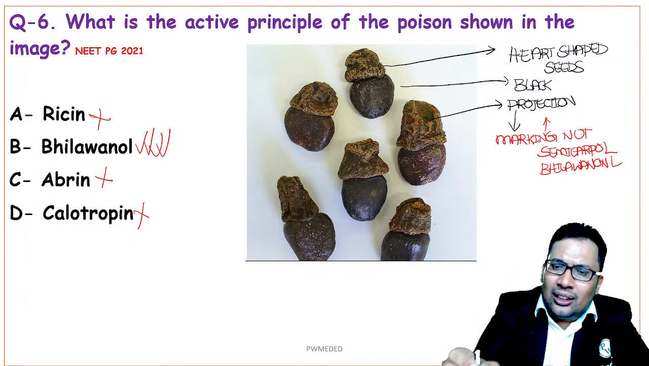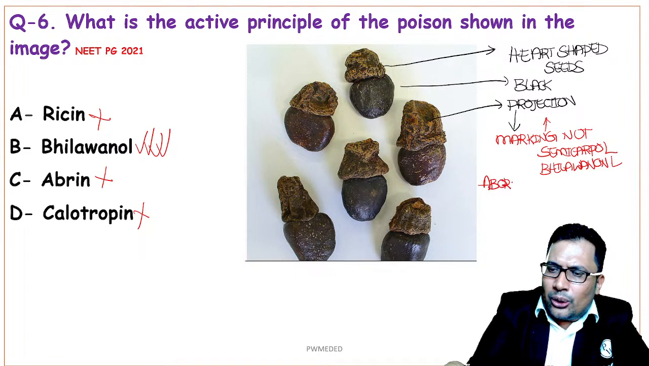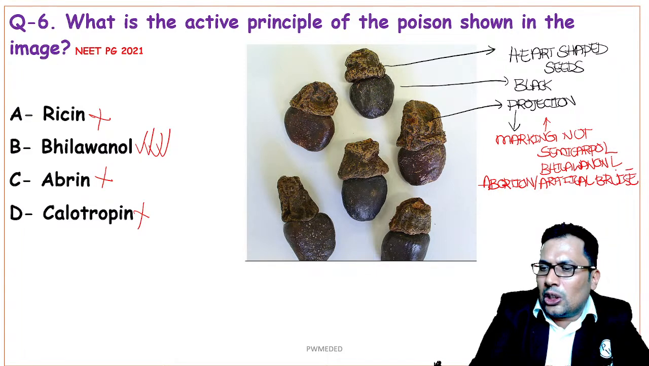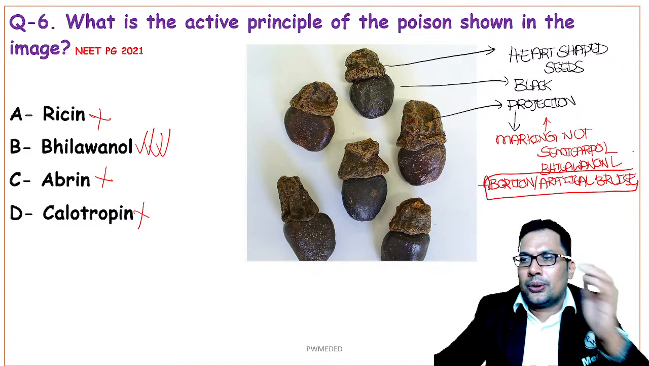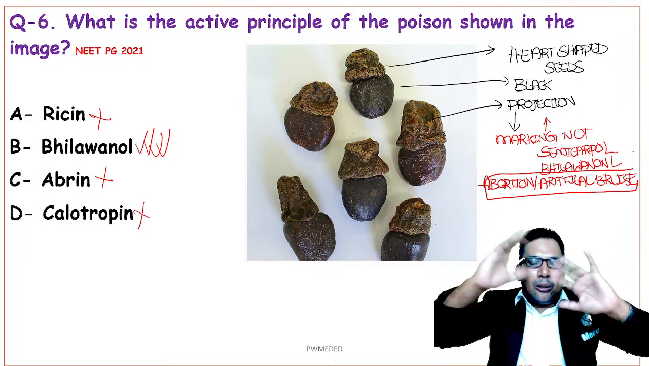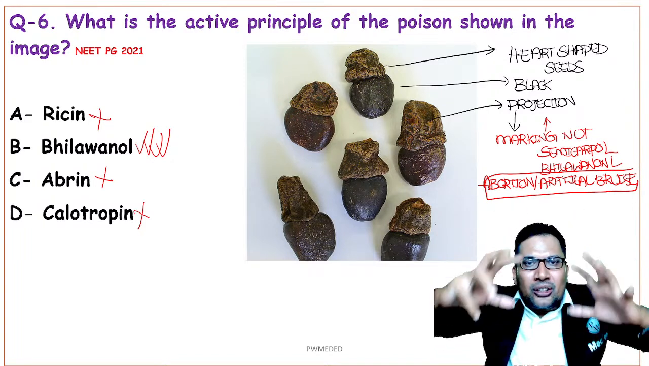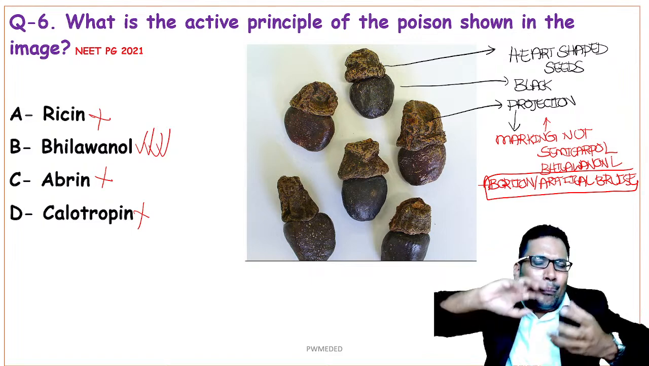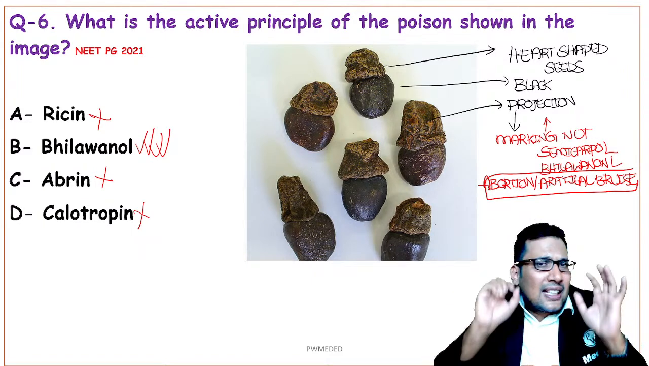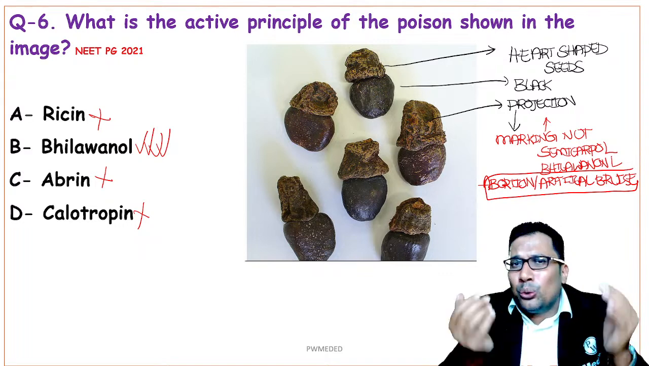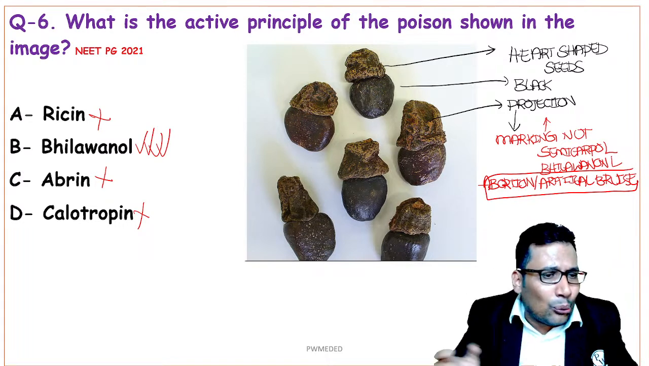So marking nut, it is used in abortion. And also artificial bruise. All of you remember, artificial bruise is a very commonly asked question in the exam. So heart-shaped seeds, black projections are there. That is semecarpol, marking nut, used in abortion, used in artificial bruise and all.